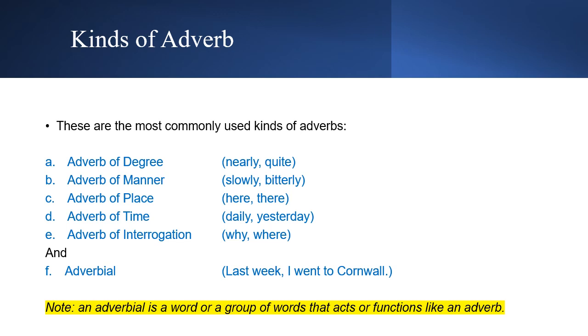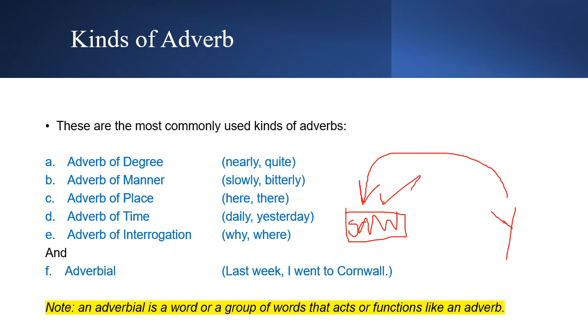Adverb of time is daily, yesterday. For example, I saw my teacher yesterday. Saw is the verb. If somebody asks what you did yesterday, it comes back to this verb. So the word yesterday tells us about this action: when was this action carried out? So this is time.